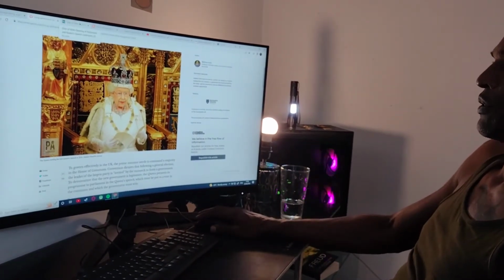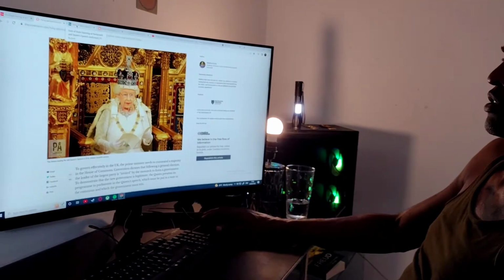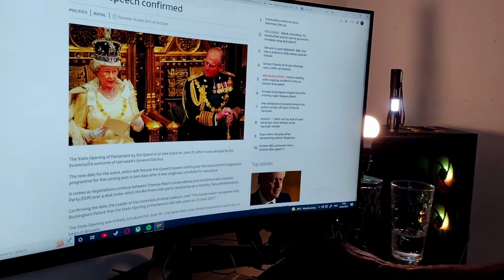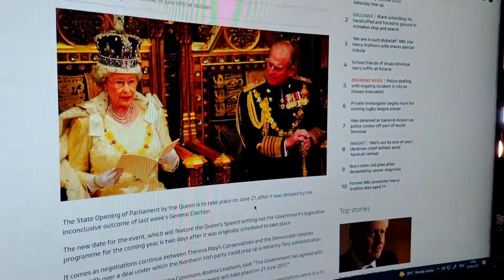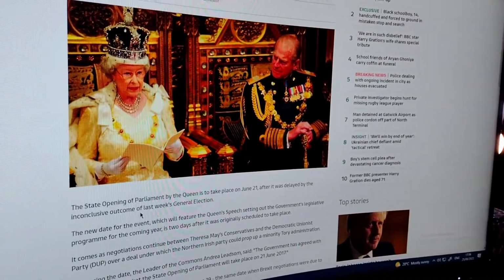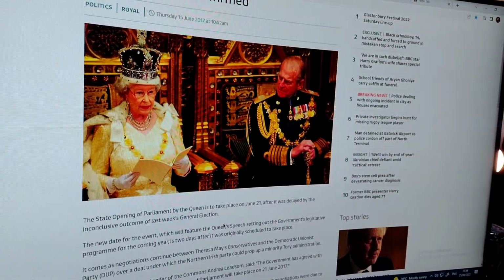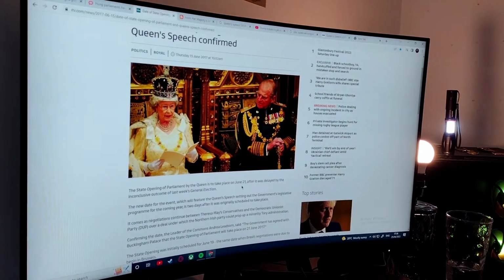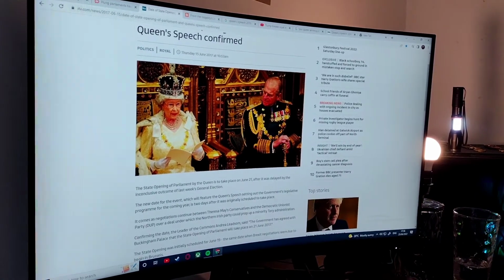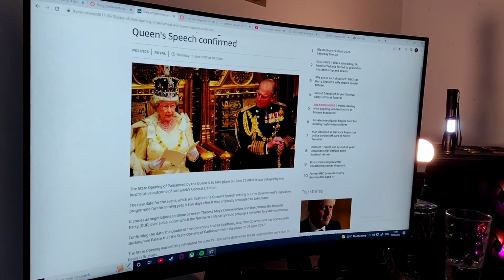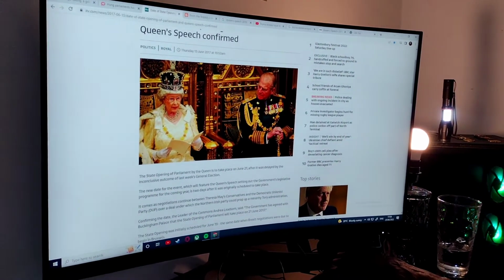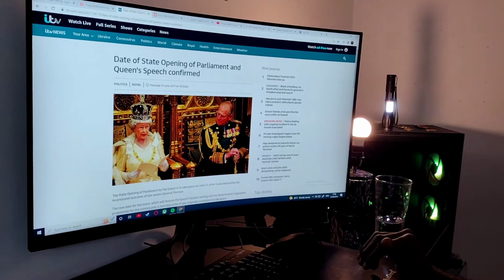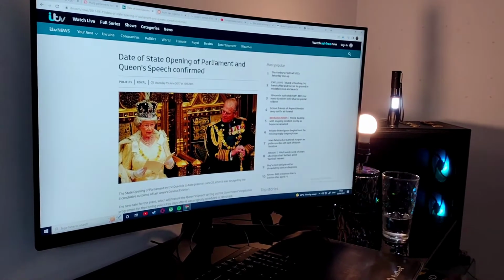So we'll go along now to the state opening. As we can see, the state opening of Parliament by the Queen is to take place on June the 21st, after it was delayed by the inconclusive outcome of last week's general election. So that's not important. What's important is the date, the 21st of June. As you can see how they dressed, crown, chain. I'm not sure if that's the chain of honour, but I do know Prince Charles usually wears a chain of honour. Okay, so that is the correct way when you're addressing the public or Parliament. The Queen must always be fully dressed.